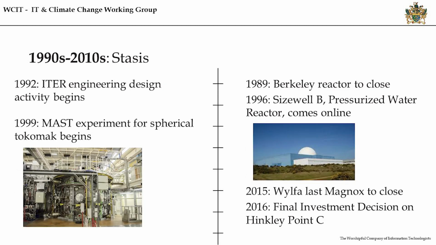Okay, and then after the AGRs were built, there was a bit of a dip in the nuclear industry in the UK. So the government in the late 80s decided that they would build 10 pressurized water reactors, but only one was ever built, and that was at Sizewell B. So that's in Suffolk, which came online in the 1990s.